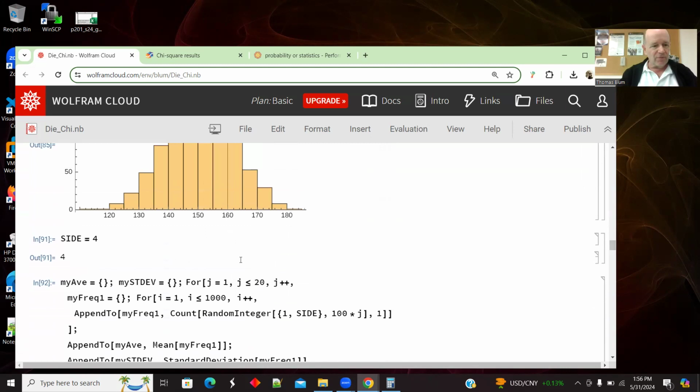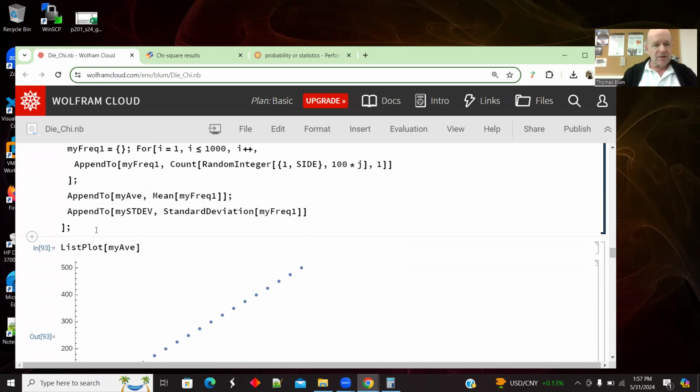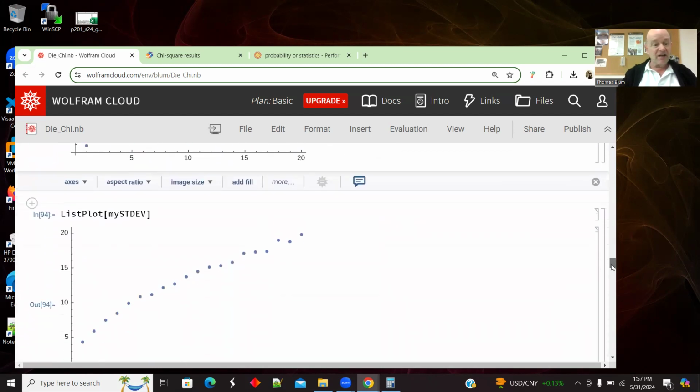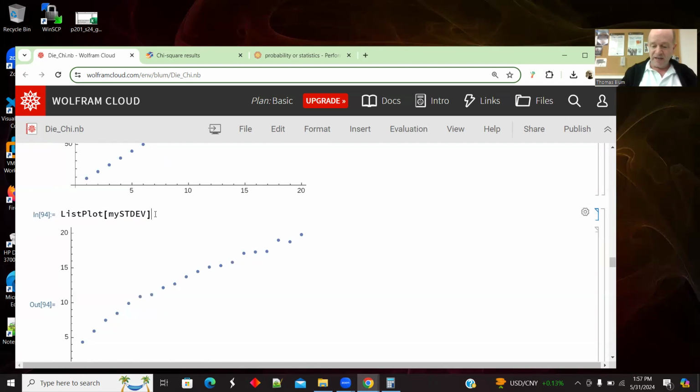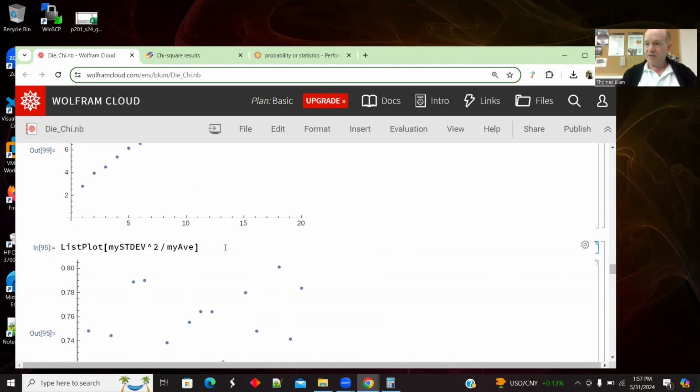Let's do one more for fun. Let's say a 12-sided die. And then run this. And so the scaling doesn't depend on the side. The frequency scales as n. The standard deviation scales as n to the 1/2. If I take the standard deviation squared, the variance, divided by the average, this should not scale. This should be a constant with n.